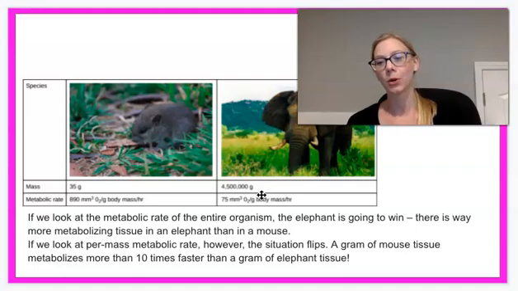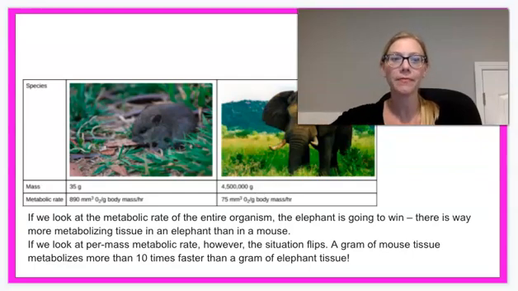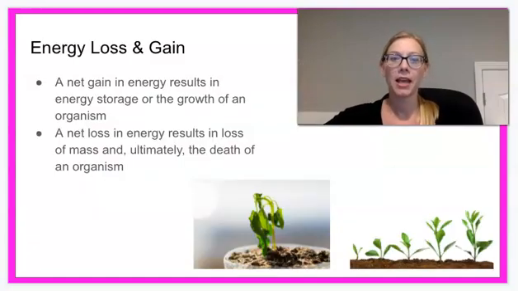But when we look at per gram metabolic rate, we see it much higher in the mouse than the elephant. So that's how they use energy, right, to heat their body a little bit differently.